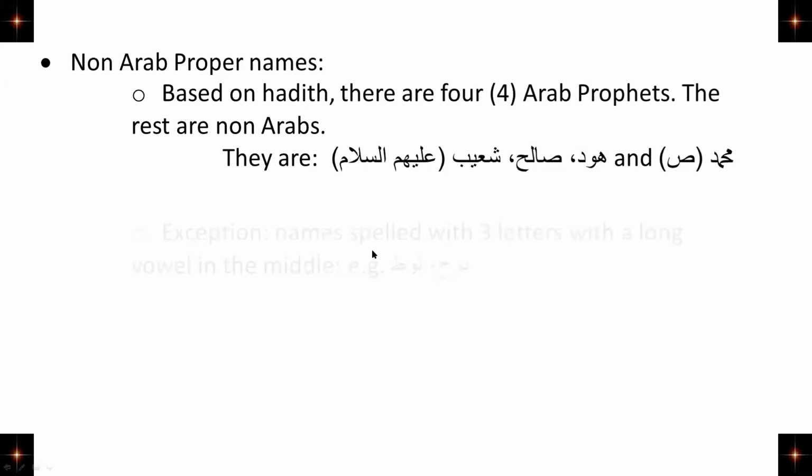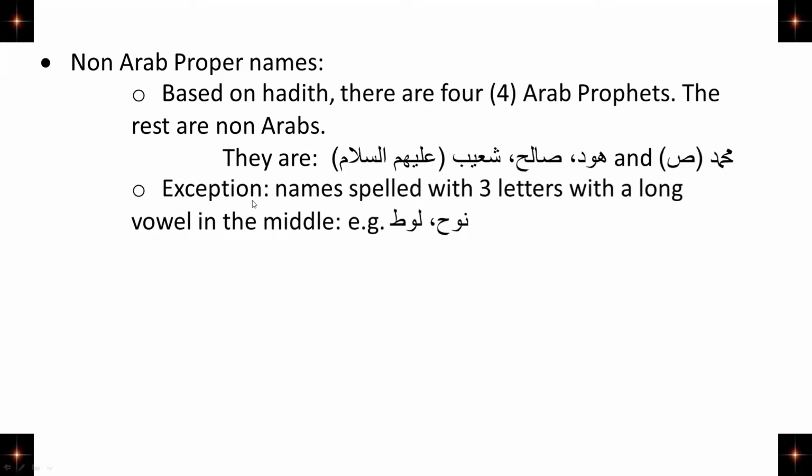I hope that is clear. Okay, but there is an exception. The exception are names spelled with 3 letters, like Nuhun and Lutun. So this one can be Lutun, Lutan, Lutin, and Nuhun, Nuhan, Nuhin. Fully flexible, even though they are non-Arab. So all Arab names are fully flexible. That is one ruling we are getting here.